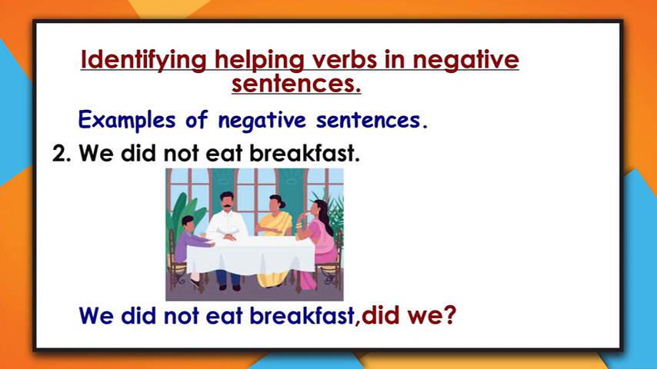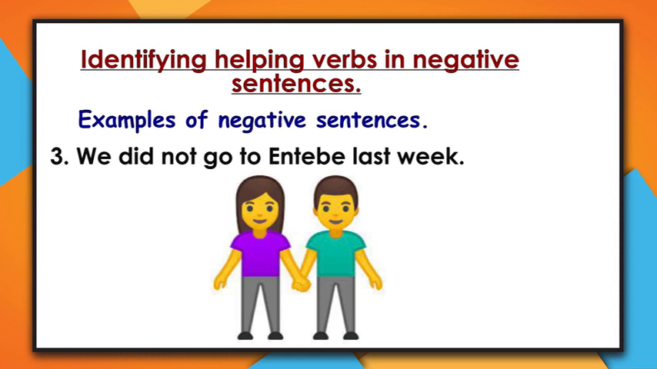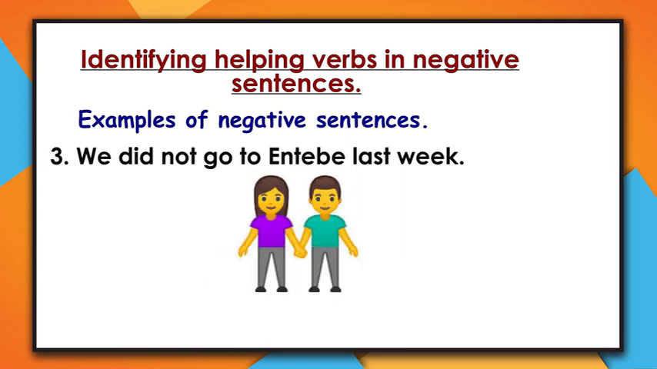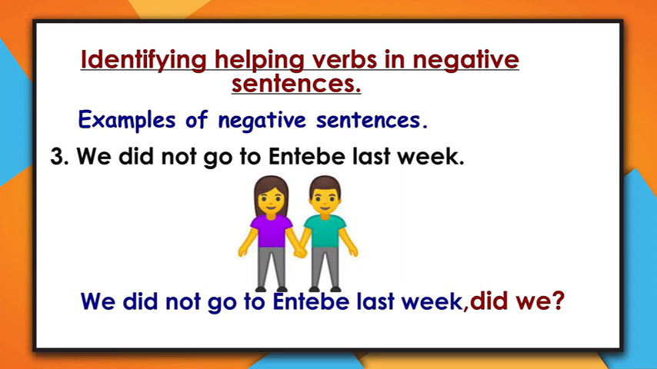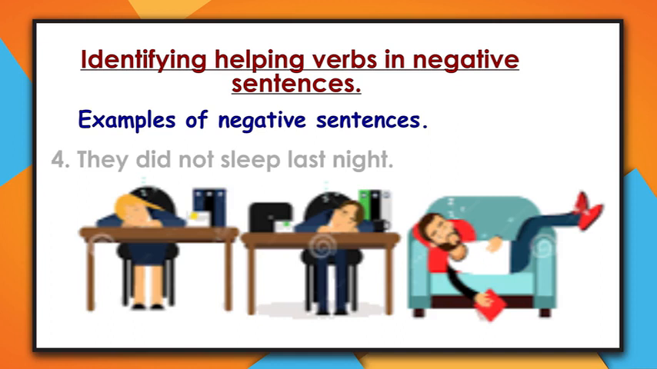Another example is we did not go to Entebbe last week. When you see that sentence, again it is negative because of the word not. That means we are going to supply a positive question tag whereby we get our helping verb did, then we get our pronoun we, and we shall say did we. Therefore, our answer is we did not go to Entebbe last week, did we?